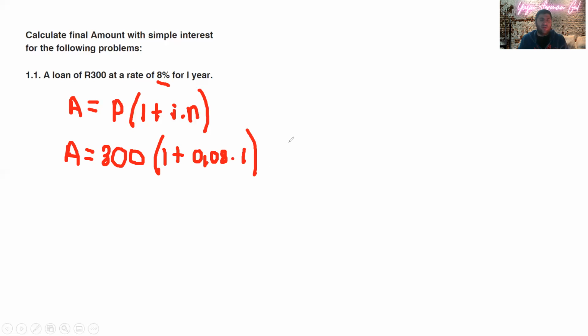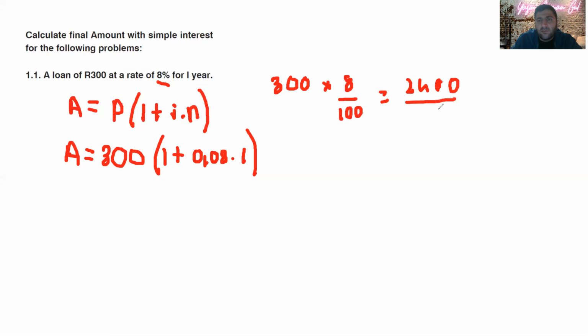Okay, what is 8% of 300? 8% of 300 will be 24 rand. So the interest will be 300 times 8 over 100, which equals 24. Just cancel this. 24 is the amount of interest.